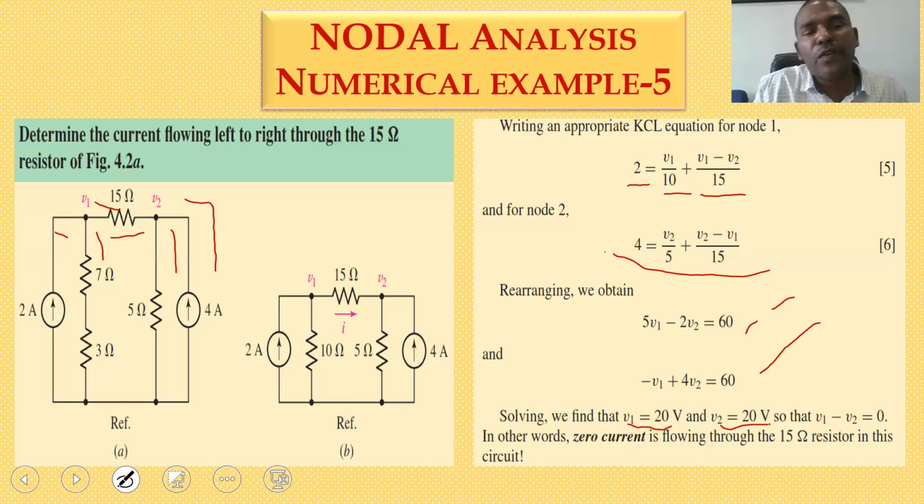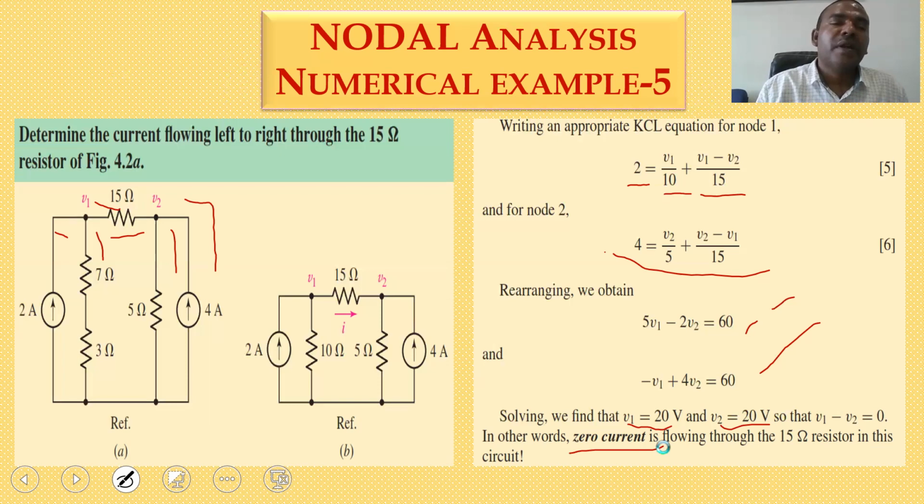So what is the current flowing through the 15 ohms? With minimum knowledge, you can say that the potential difference across the 15 ohms is either V1 minus V2 or V2 minus V1. So 20 minus 20, you can get 0. So the net current flowing in the 15 ohm resistor is 0 only.